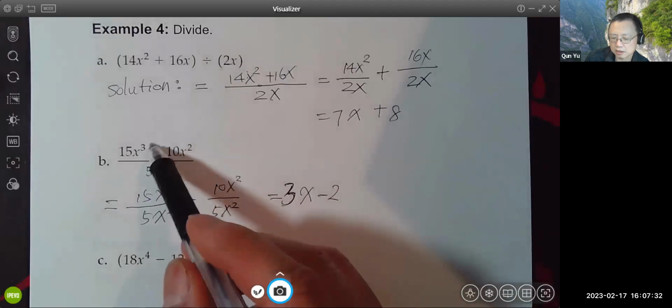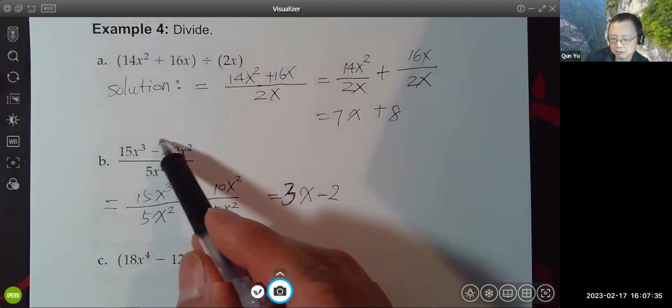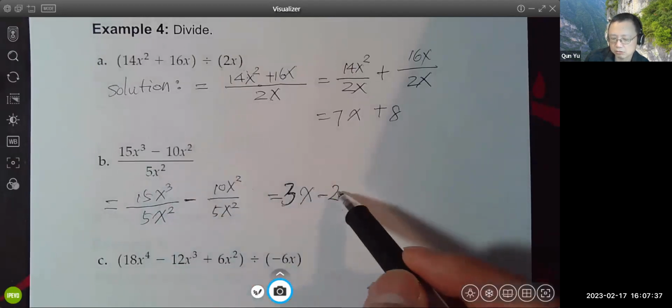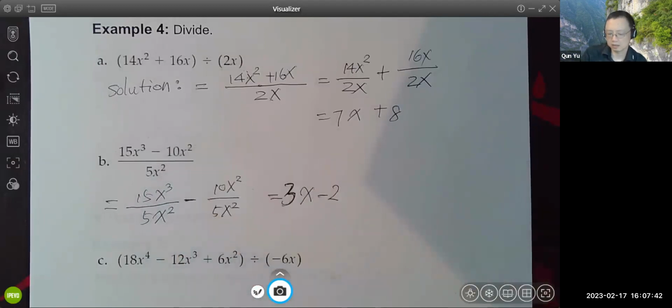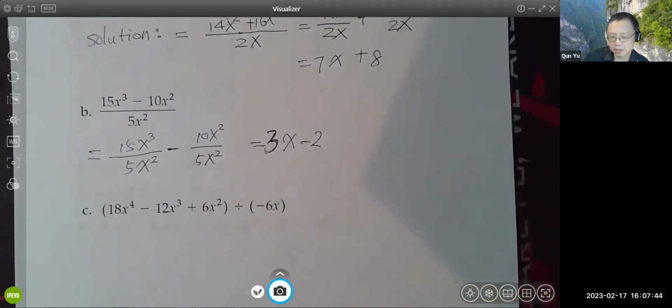Then move on to the second term, do the same thing. Negative 10 divided by 5, that's negative 2. X squared divided by x squared canceled. So we can do this without the middle step. Let's do it this way.